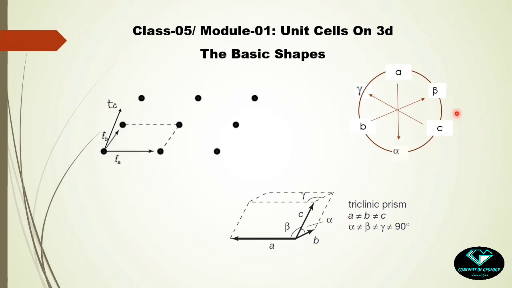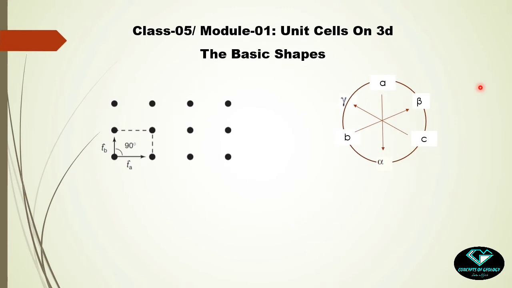Similarly, the angle between A and C is called beta, and look here, the beta is coming just opposite to the letter B. The angle between A and B is called gamma. Gamma is coming just opposite to the letter C. So you just take this circular diagram into your mind and memorize the convention of this nomenclature.